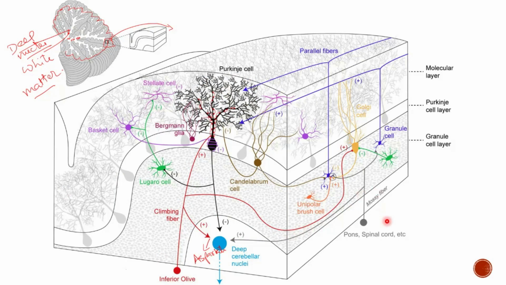How about the other fibers? The other fibers we call the mossy fibers. Mossy fibers may be any fibers coming from pons, vestibular apparatus, spinal cord, etc. They also go and give a stimulatory fiber to the deep cerebellar nucleus. And the neurotransmitter which is released here is glutamate.